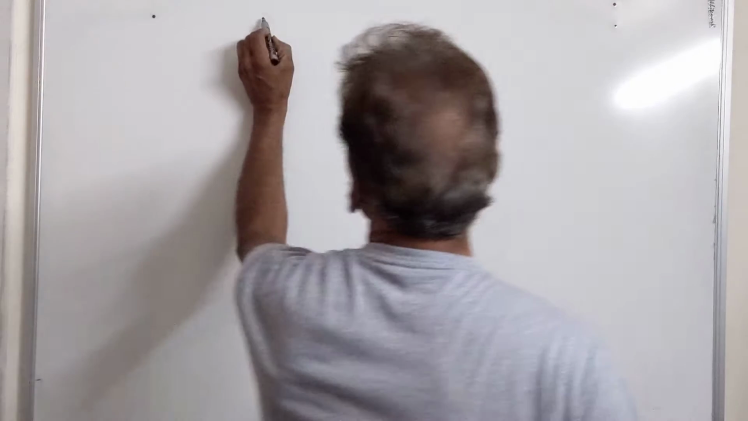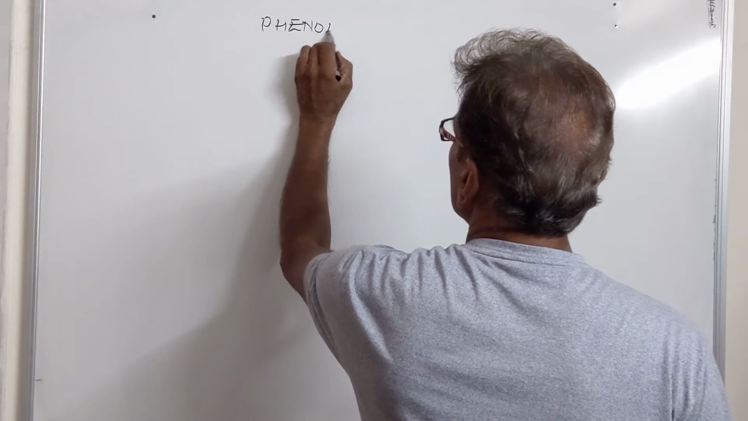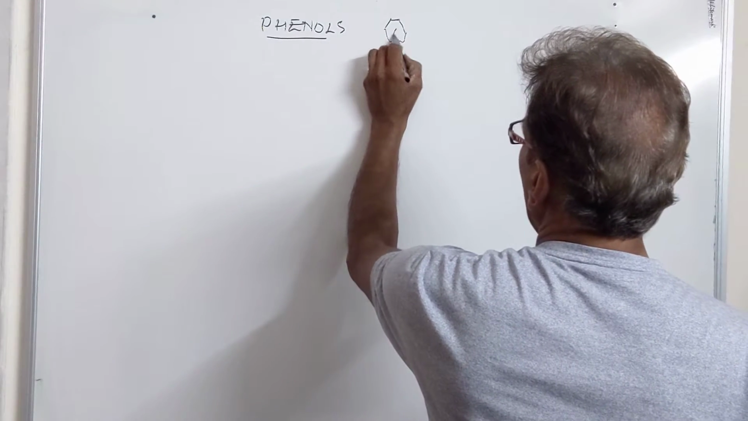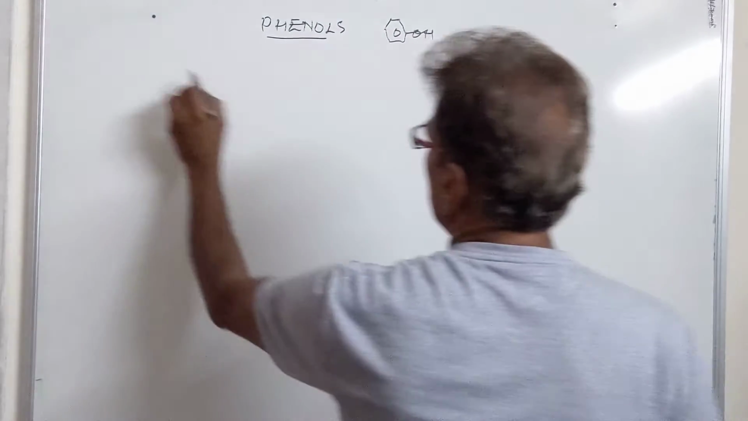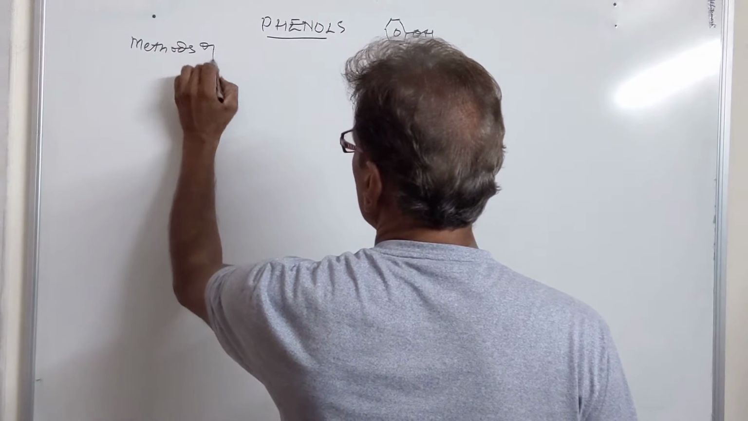So continuing with alcohol, phenol and ethers, our next topic is phenols. Phenol has a structure of a benzene ring having an OH group. First of all, we start with methods of preparation.